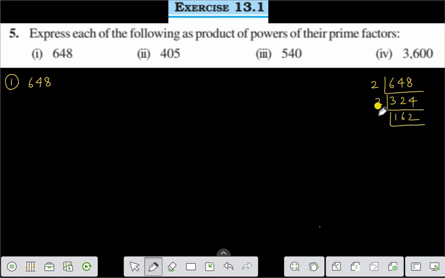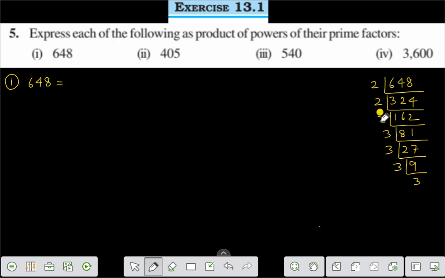Again divided by 2. 2 8s are 16, 2 1 is 2, 8 plus 1 is 9, therefore it will be divided by 3. That is 3 2s are 6, 3 7s are 21. Again divided by 3, 3 9s are 27, and 3 3s are 9, 3 3s are 9, right?